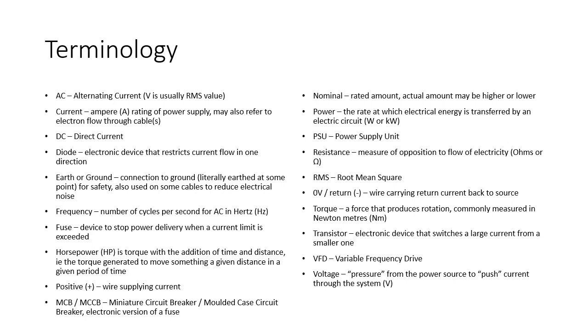So we'll finish off with some terminology. AC is alternating current, typically measured as a voltage, which is the RMS value. RMS is 0.7 of the peak value. Current, measured in amperes, this is the rating of the power supply and may also refer to the amount of current flowing through a cable. What we're actually measuring is the amount of electron flow.